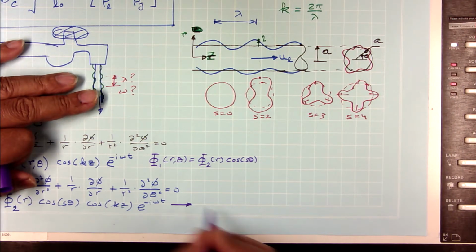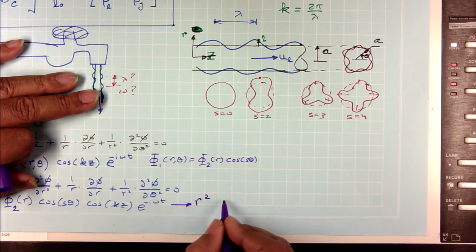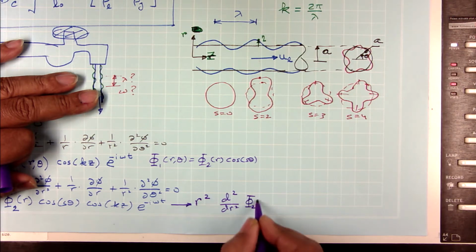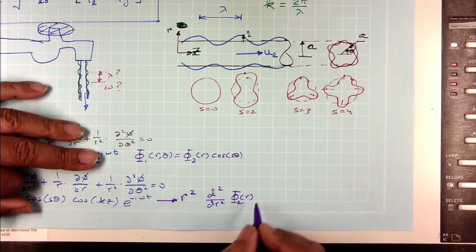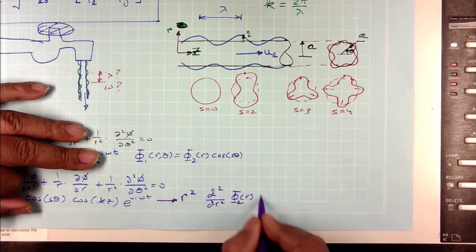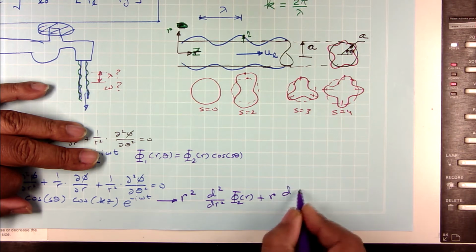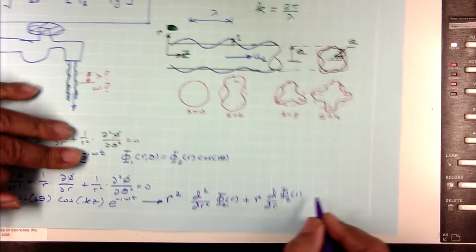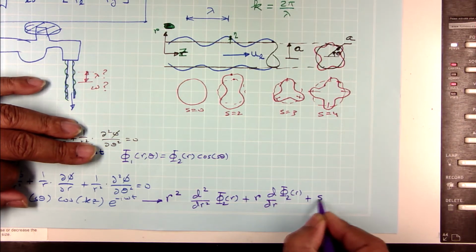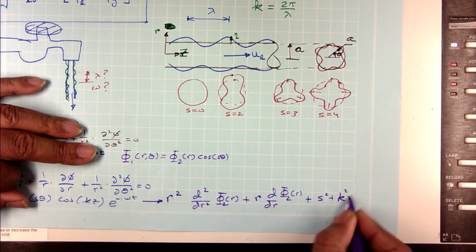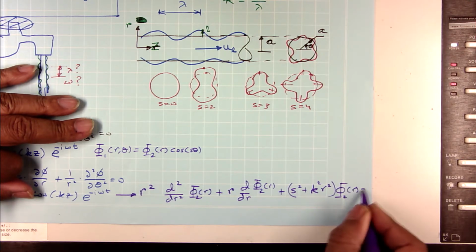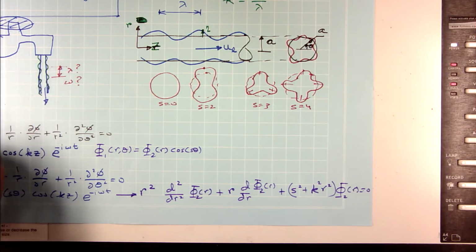Okay. It is r square d2 dr square of phi 2 of r, plus r times d dr of phi 2 of r, plus s square plus k square r square times phi 2 of r is equal to 0. Now, this form of differential equation is a very classical equation.